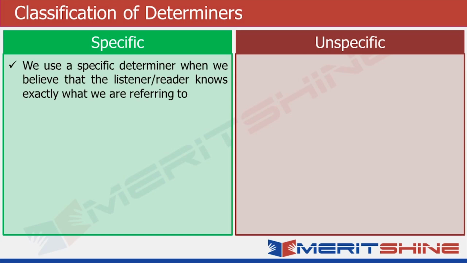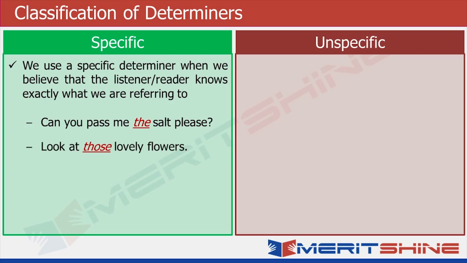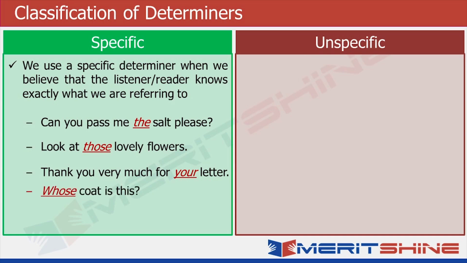The use of a specific determiner ensures that the listener or reader knows exactly what the speaker or author is referring to. Can you pass me the salt, please? The refers to a particular container of salt. Look at those lovely flowers. Those refers to a particular bunch of flowers. Thank you very much for your letter. Your refers to the possession of a particular person. Whose coat is this? Whose refers to the possible owner of the coat, which is a specific reference.